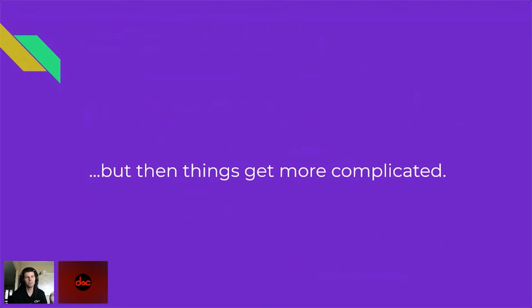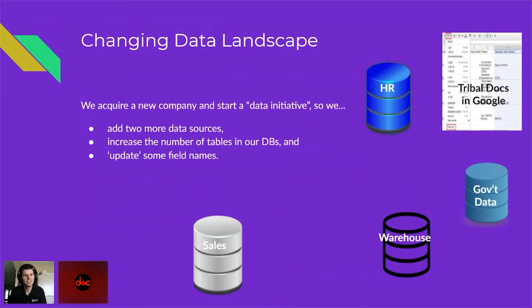But this is the problem. Once you've got that set, things get more complicated. So your company acquires some other company, and your company wants to be more data minded. So they start a data initiative, right? They add some more data sources. Your tables get longer. We get more tables. Some of your data sources are tribal knowledge that are stored in Google Docs, right? We change our field names. How are we going to handle this changing data?